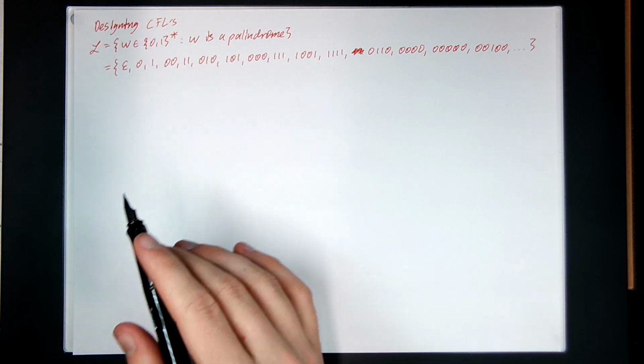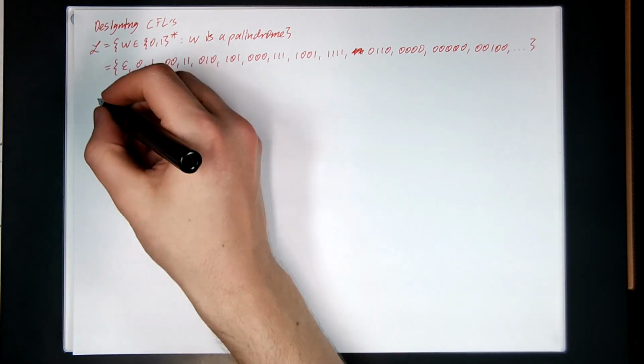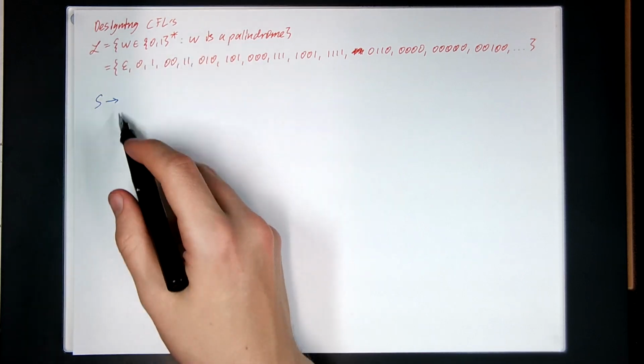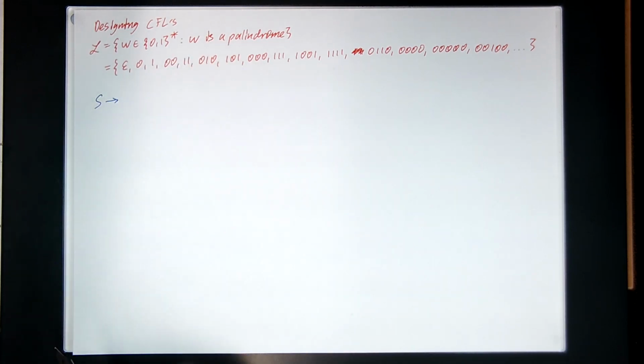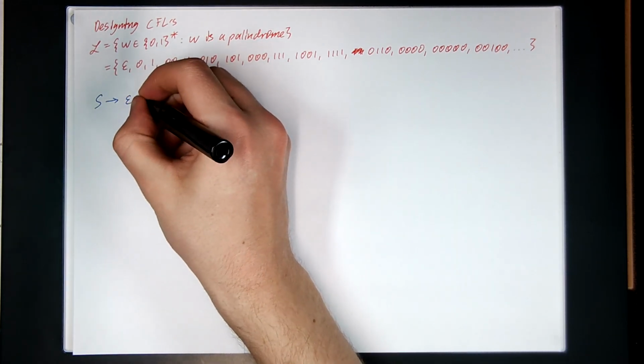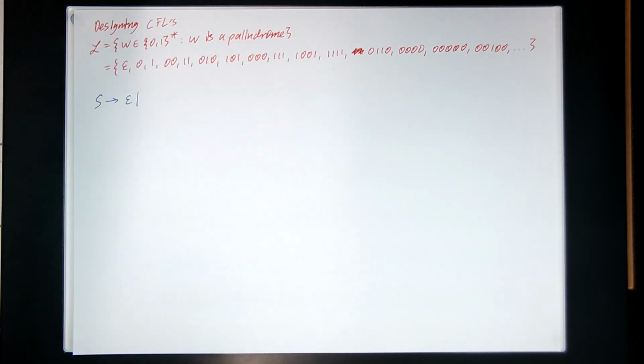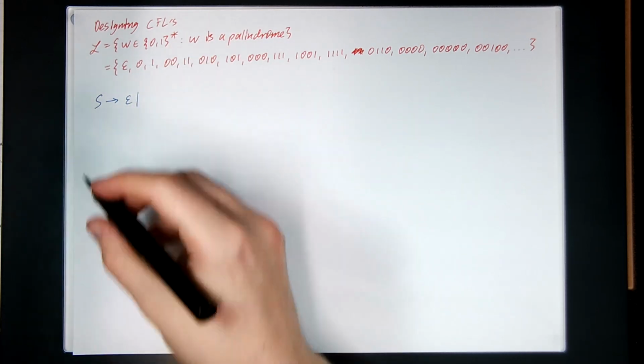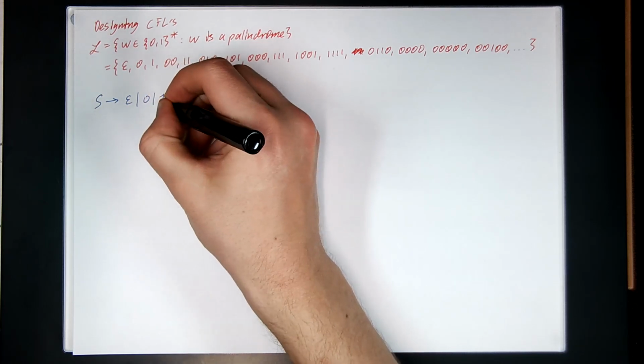Okay, I'm going to assume you had a go, so let's go through the solution together. What can S be? Well, the empty string is certainly a palindrome, so I must include the case S goes to epsilon. What else? Strings of length 1, so I have to include 0, and I have to include 1.